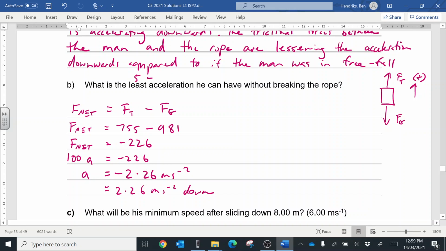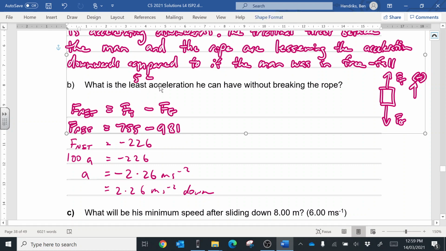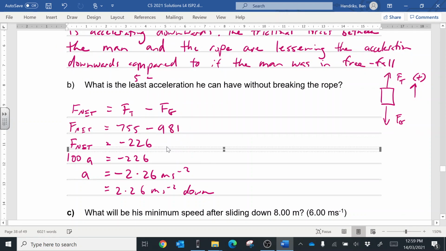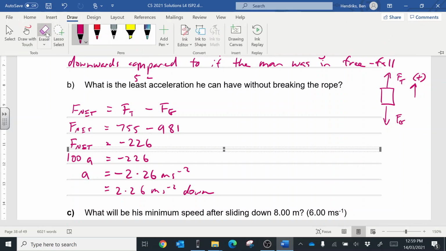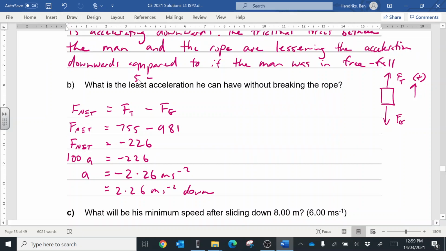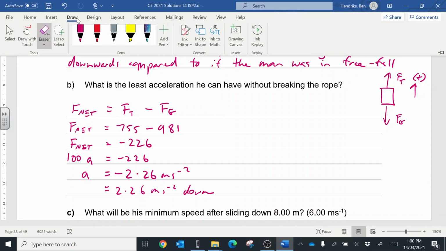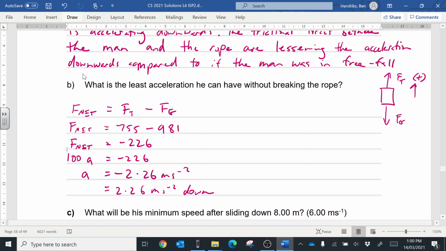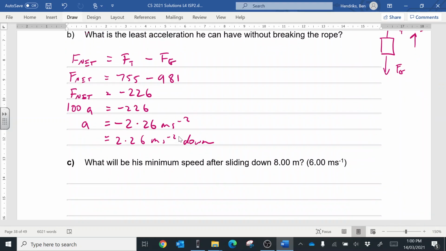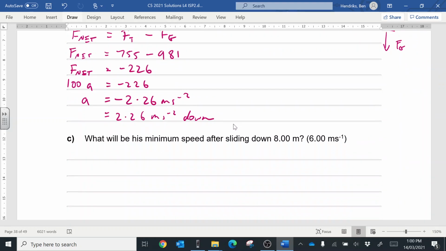Okay. Where did that come from? Oh, I see. When I scrolled up, I must have taken that 5 up there. I was thinking, what is this? Let me get rid of that. Okay. So we have 2.26 meters per second squared down, which is a lot less than 9.81 meters per second squared downwards.